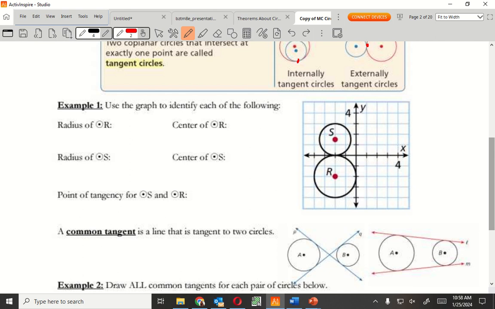So, we're going from here to the edge, right? You ready to count with me? 1. So what's the radius? 2. So my radius of this one, R equals 2.